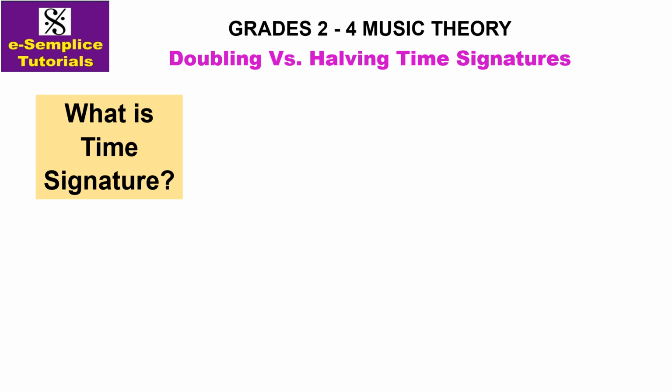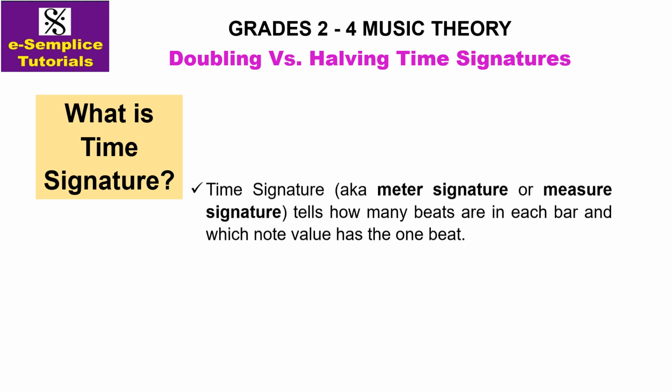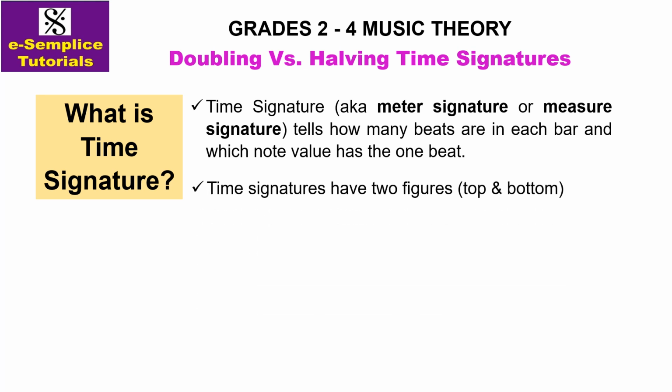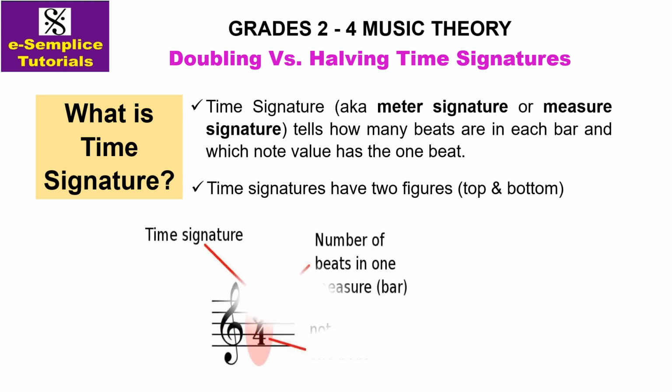What is time signature? Time signature, also known as meter signature or measure signature, tells how many beats are in each bar and which note value has the one beat. Time signatures have two figures, a top figure and a bottom figure. This is an example: 3/4 time.